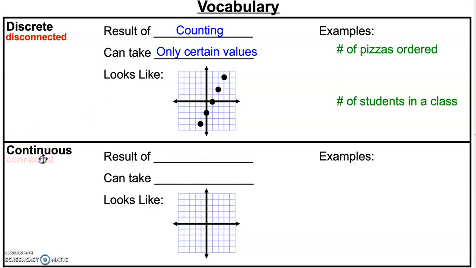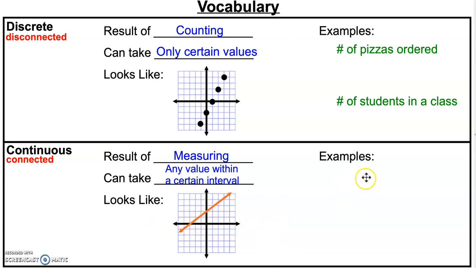Continuous you can think of as being connected. It will be a result of measuring. And we can take any value within a certain interval. So for example, we could have the line here. Notice how we would have infinitely many points on that line, all being connected.